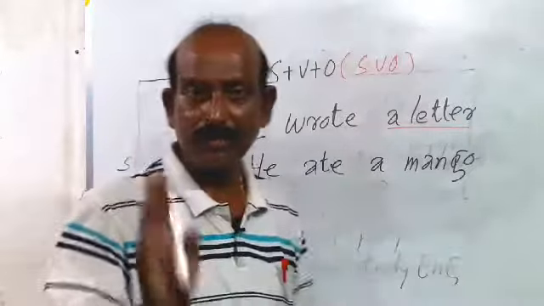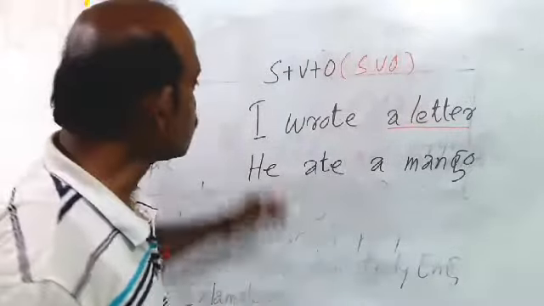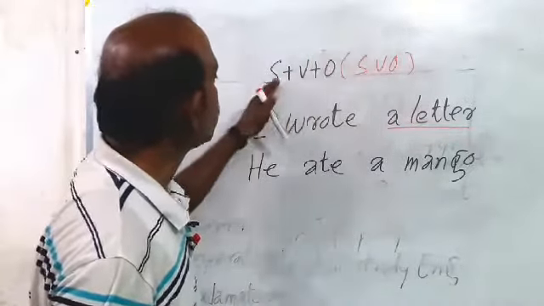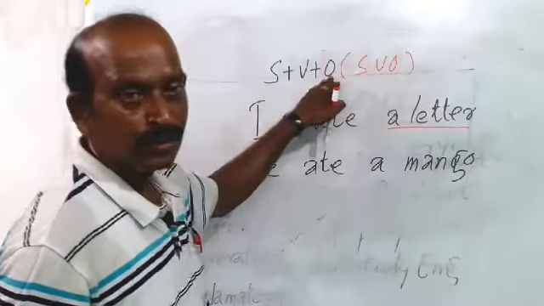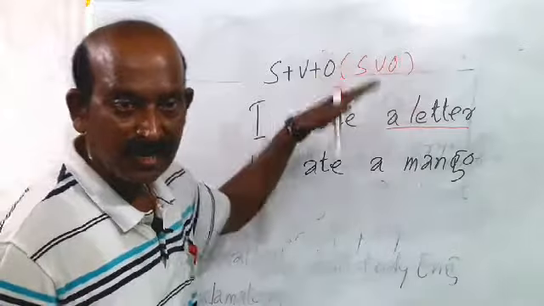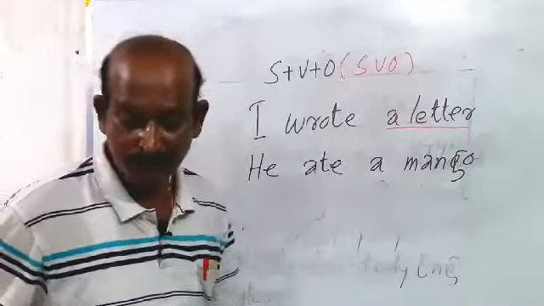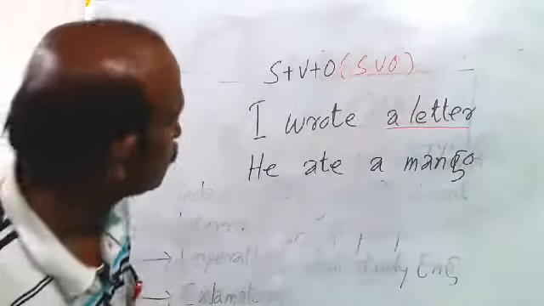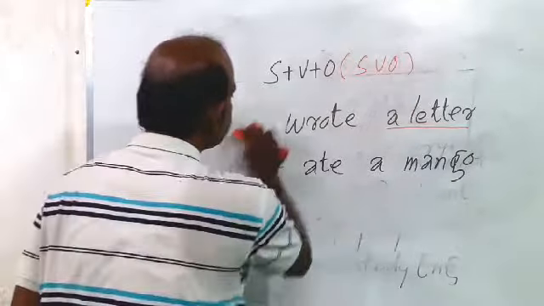SVO. The first pattern is SV. The second pattern is SVO, subject plus verb plus object. Am I clear? This is the second pattern of the simple sentence. Follow the next pattern, the third pattern. We shall go to the third pattern.